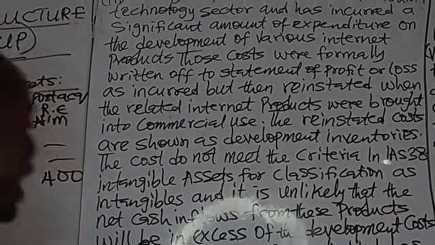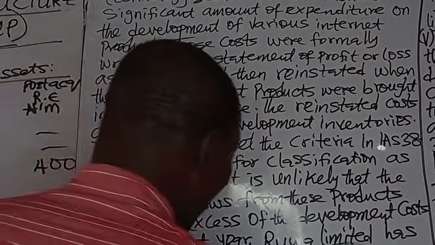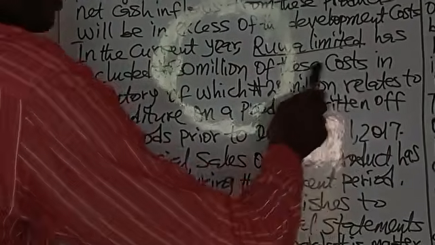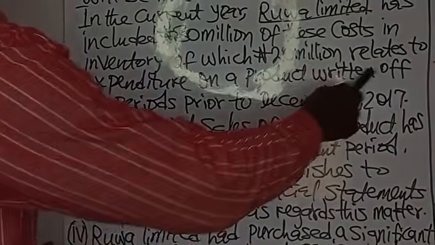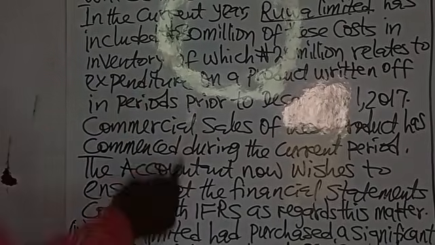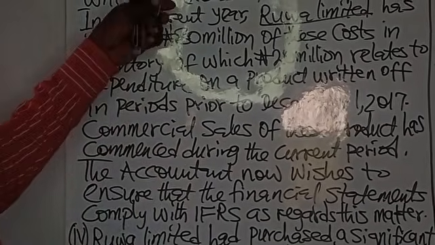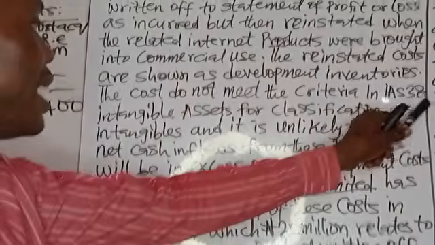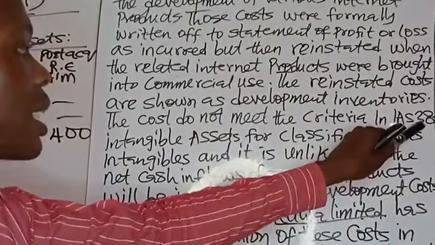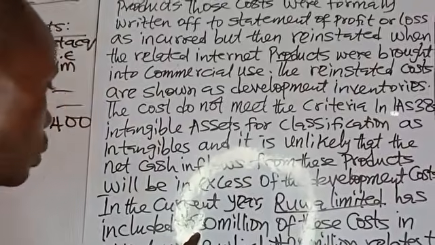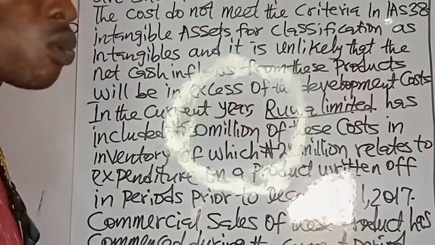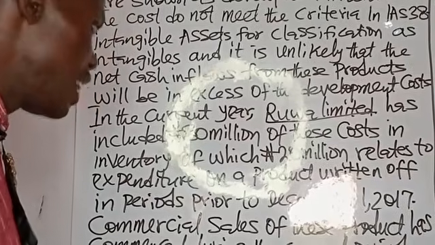In the current year, Ruwa Limited, no, we are dealing with the summary of net assets of Ruwa Limited. In the current year, Ruwa Limited has included 80 million of these costs in inventory, of which 20 million relates to expenditure on the product written off. 80 million has been included in inventory, since it doesn't meet the recognition criteria. Since the cost does not meet the criteria in IAS 38 and it has been included in inventory, you are going to remove it from inventory. You deduct the 80 million from inventory when you are preparing the consolidated statement of financial position.